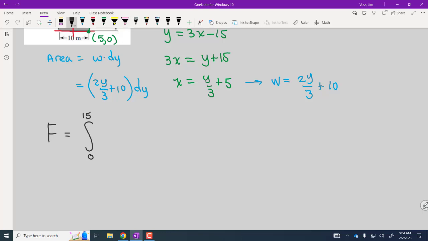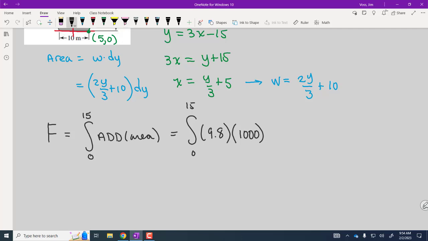OK, so our acronym, ADD area. So this is going to be the integral from 0 to 15. A is acceleration. Always going to be 9.8. The first D is density. The liquid behind this wall is water. Density of water is 1,000.